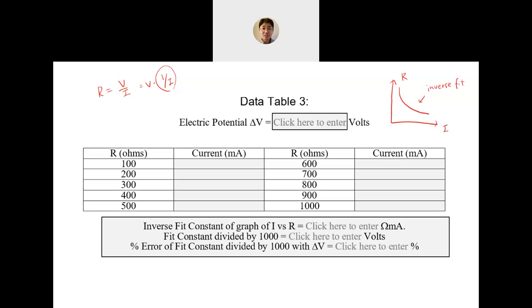Then r times r is equal to something like times 1 over I. What is this one? This is a slope, maybe an inverse slope. Yeah, inverse, that fit constant. If I rewrite this, I times R is equal to this fit constant. The fit constant must have the unit milliampere times ohm, right? We can write it this way.